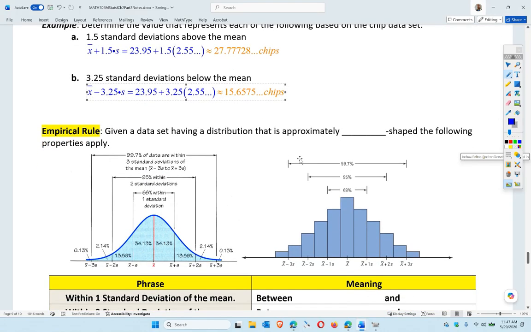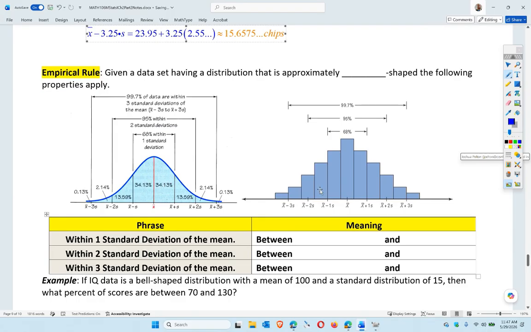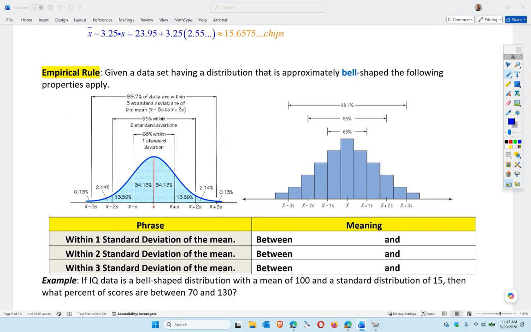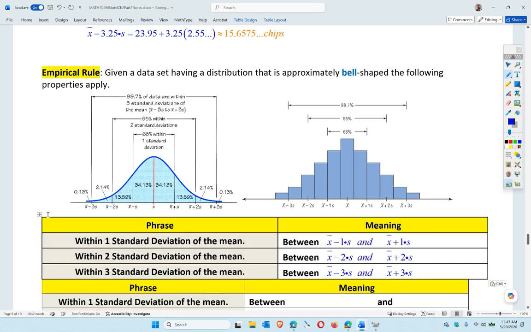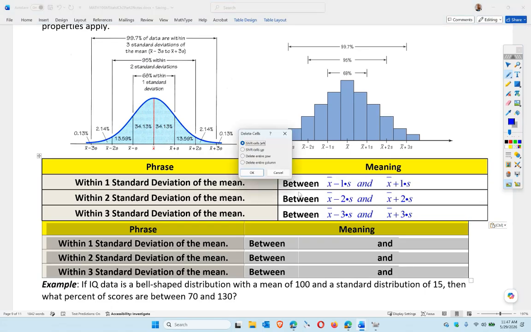Okay, so pictorially, one of two things is going to happen. If it's approximately bell-shaped or normally distributed, which means non-skewed, then the empirical rule applies. So the empirical rule basically says that if you're 1 deviation, 2 deviations, 3 deviations above the mean, let me get rid of those extras here. Boom.